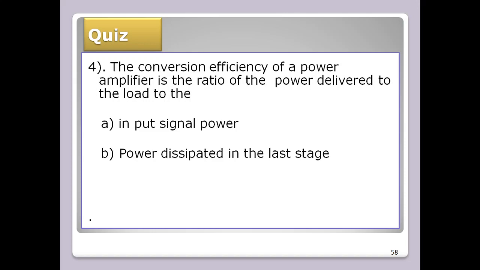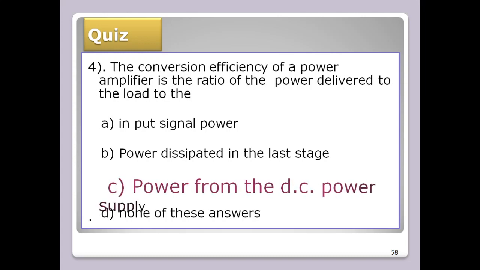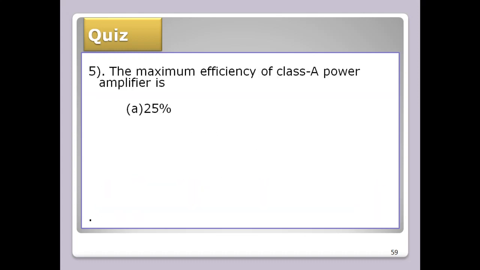The conversion efficiency of a power amplifier is the ratio of the power delivered to the load to the DC power, that is how it is converting DC power to AC power. So the maximum efficiency of the Class A power amplifier is 25%.